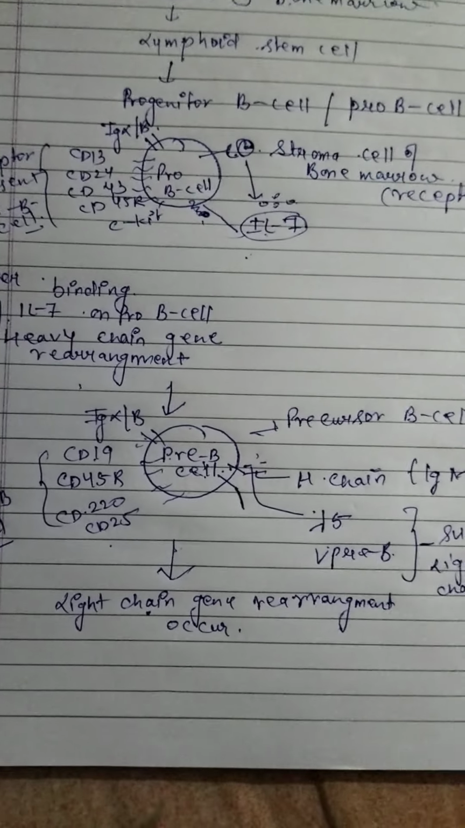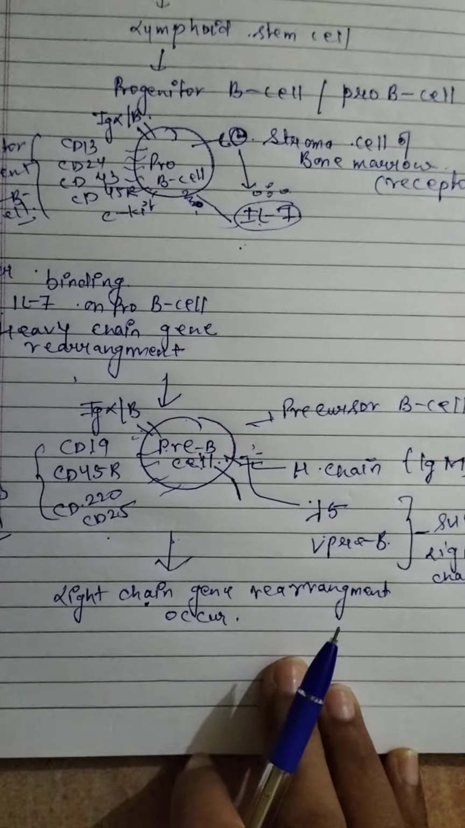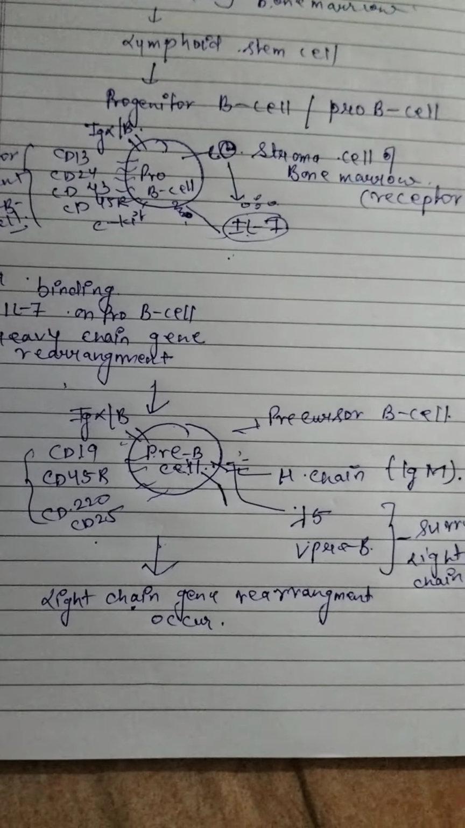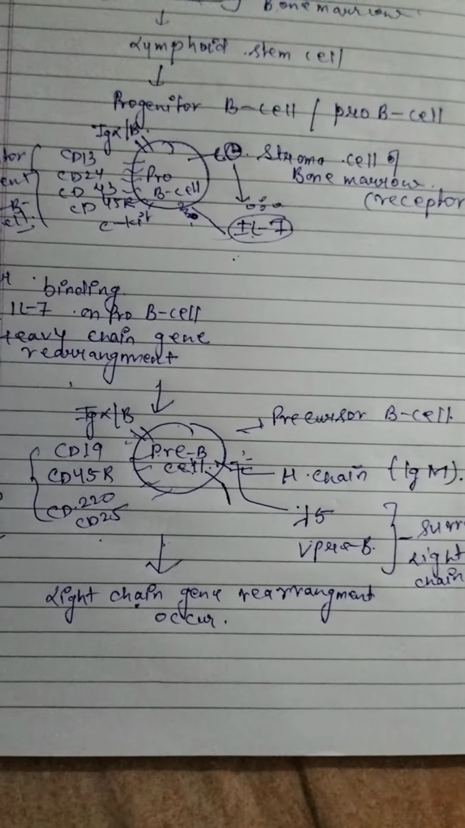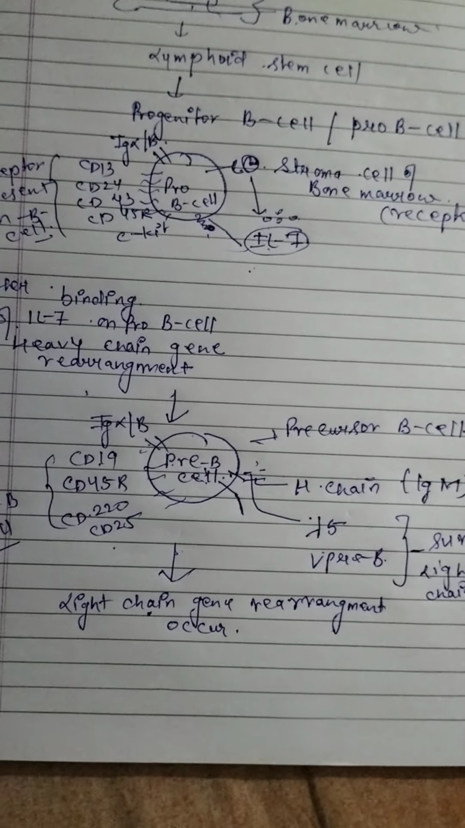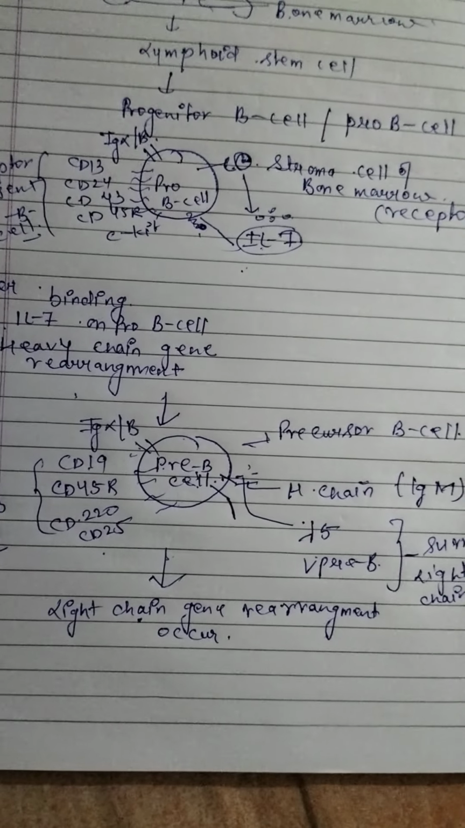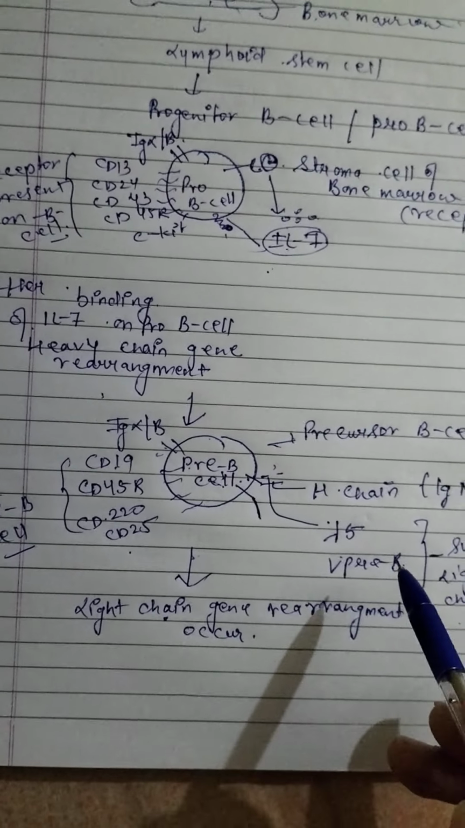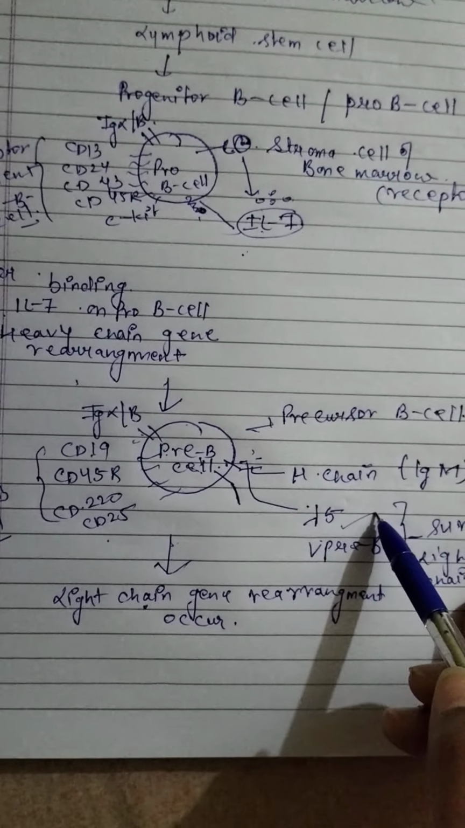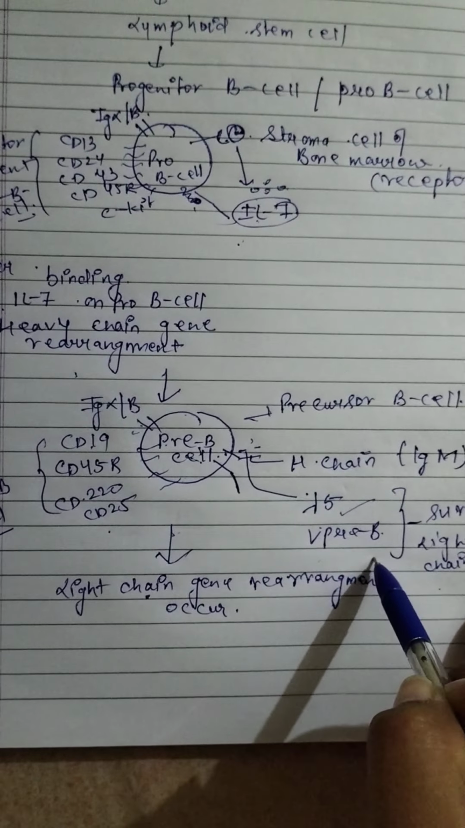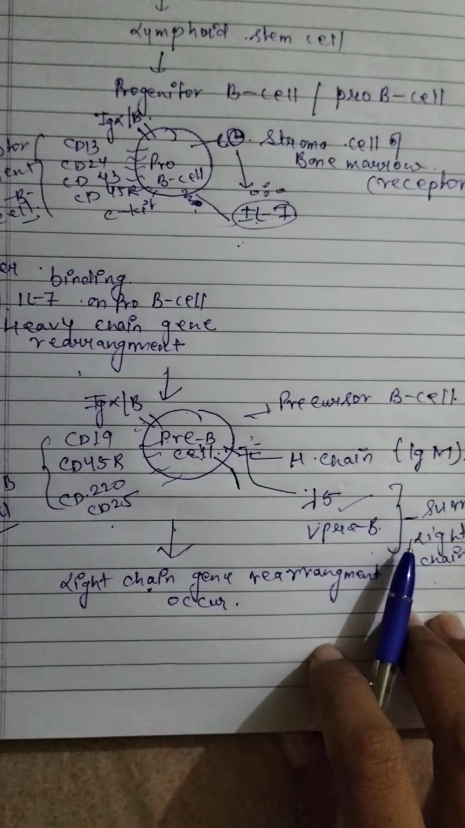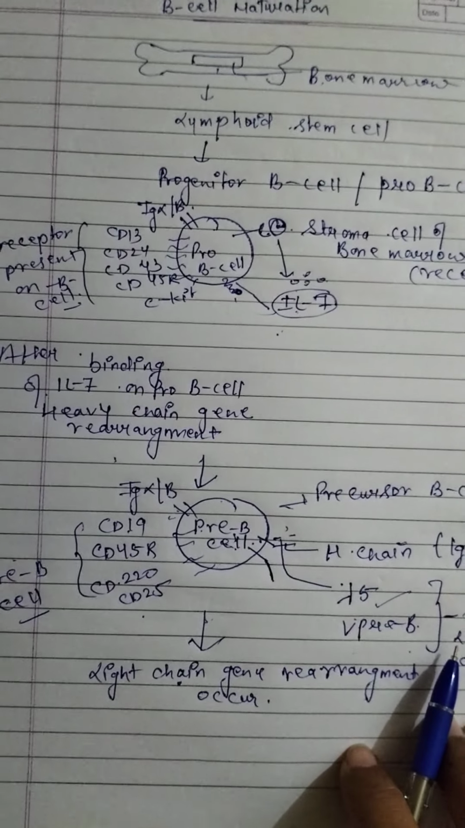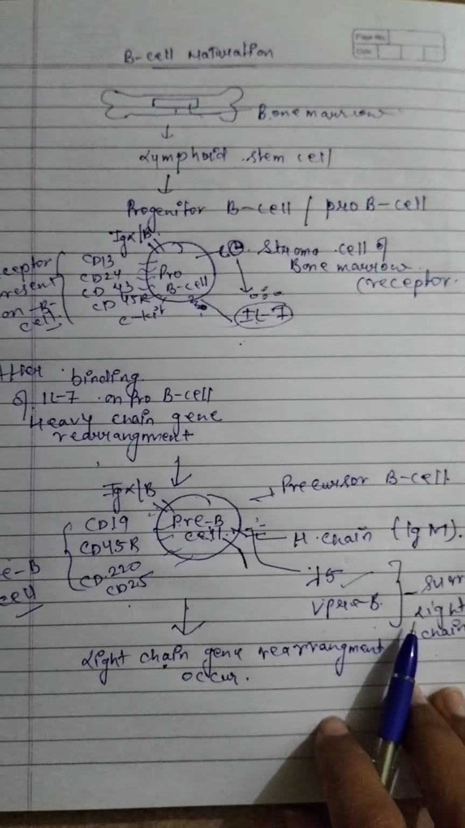Due to heavy chain gene rearrangement, mu chain occurs on the surface of pre-B cell, and the surrogate light chain also occurs. It consists of two components, lambda 5 chain and V pre-B chain. The surrogate light chain comes only to check whether a light chain binds or not at this position.